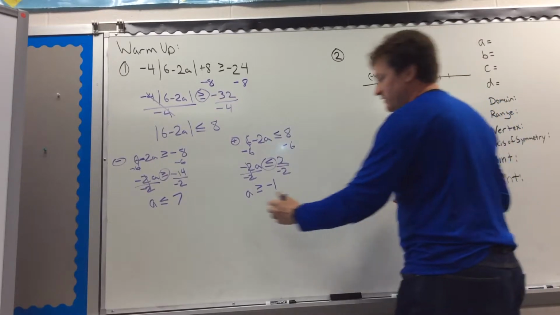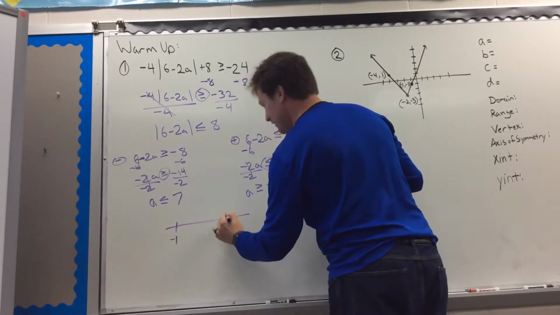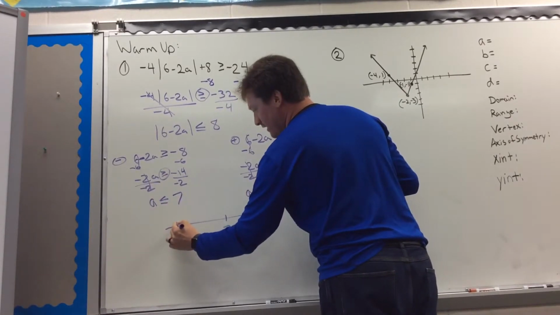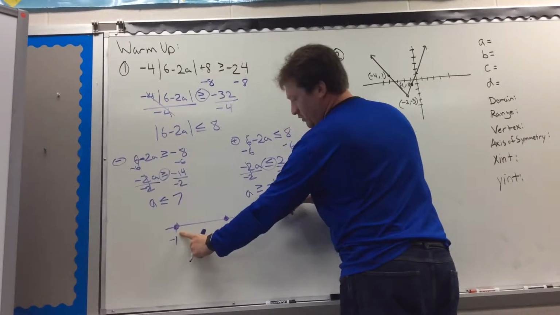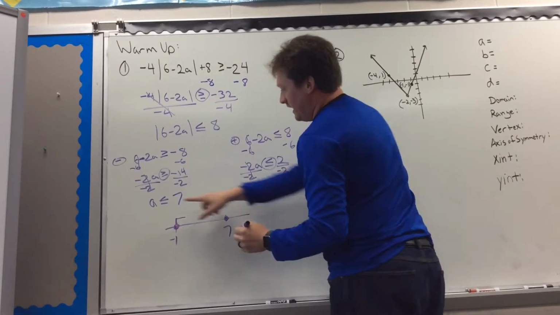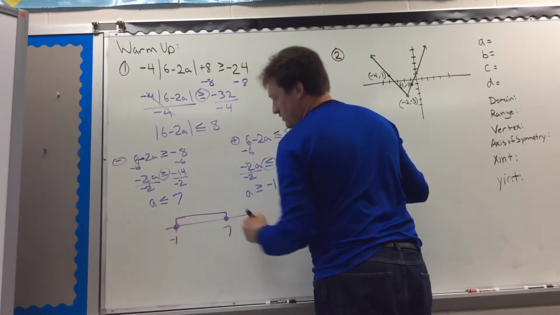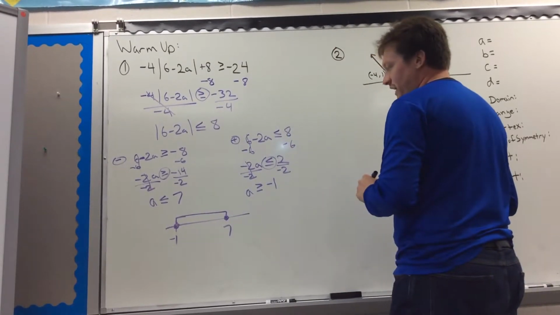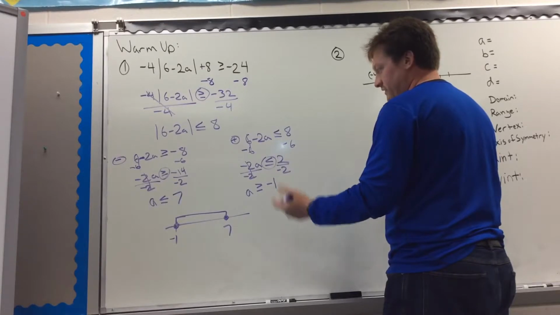There's my inequalities. My number line is going to be -1 going to 7. I'm going to have closed circles because of the equal to sign on the bottom. And then at -1, greater than means I'm going to the right. And at 7, less than means I'm going to the left. And I care about where these 2 lines overlap. That's the graph.